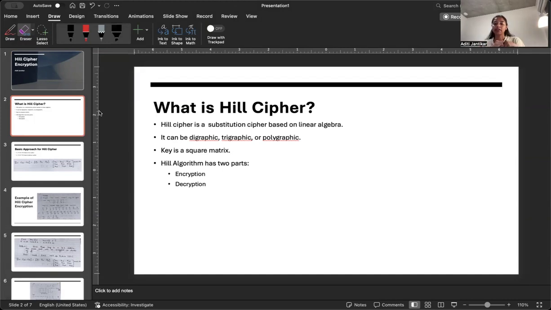It can be a digraphic, trigraphic, or a polygraphic cipher. The key is always a square matrix. A square matrix is a matrix that has equal number of rows and columns. The Hill algorithm has two parts, encryption as well as decryption.